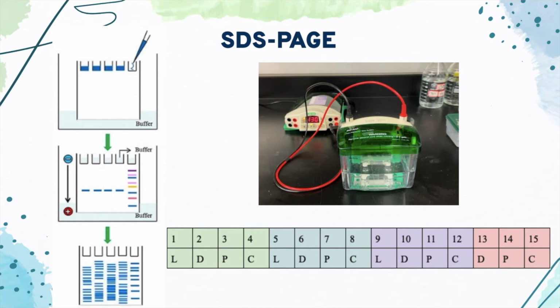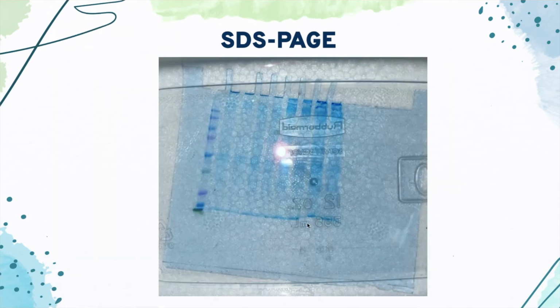But first, the SDS-PAGE was run at 130 volts until the indicator was at the bottom of the gel, as you can see, and then we prepared the Western blot.